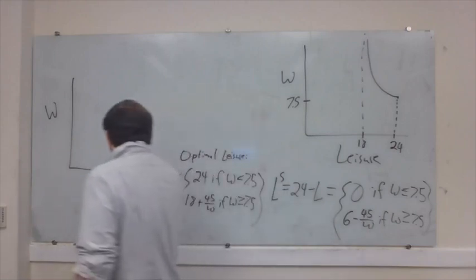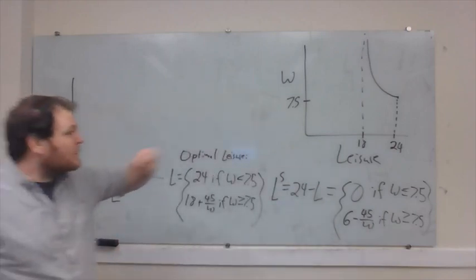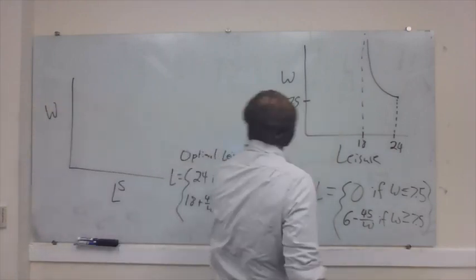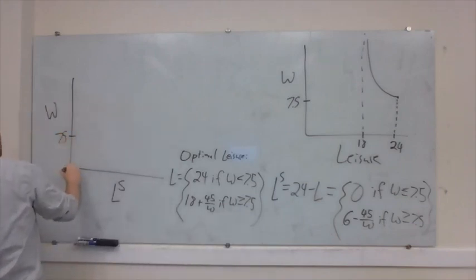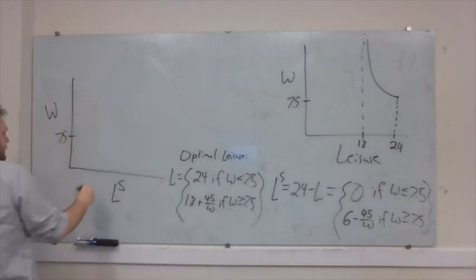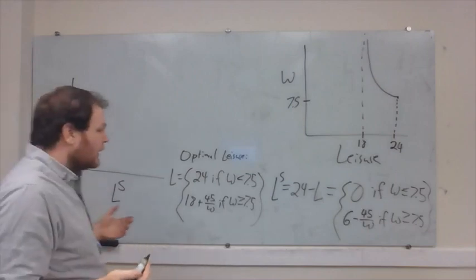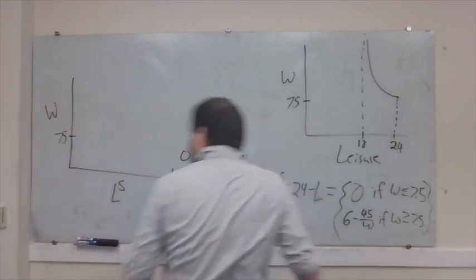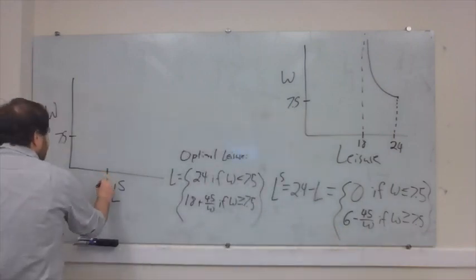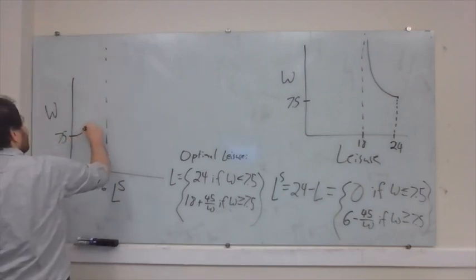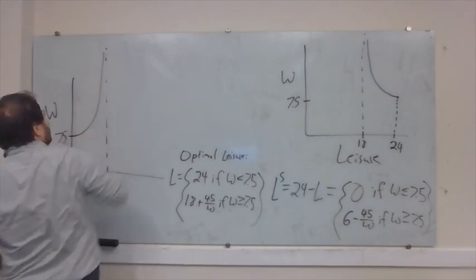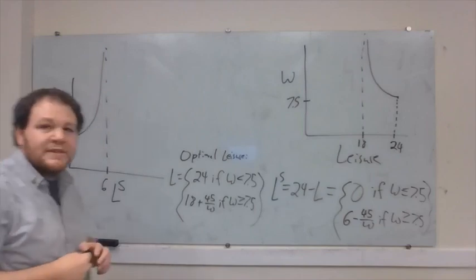So our labor supply picture is just going to be the mirror inverse of our leisure picture. At a wage less than 7.50, we're not going to work at all. We're never going to work more than 6 hours a day. Our maximum is going to be 6. And as our wage increases, we'll get closer and closer and closer to working 6 hours a day.